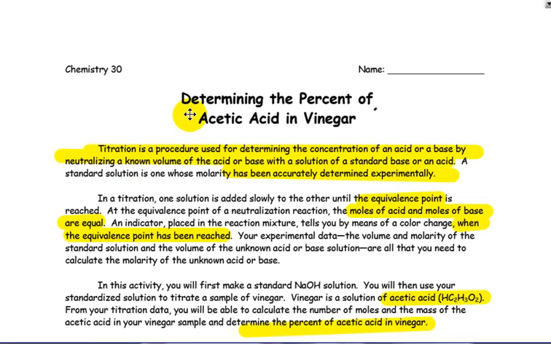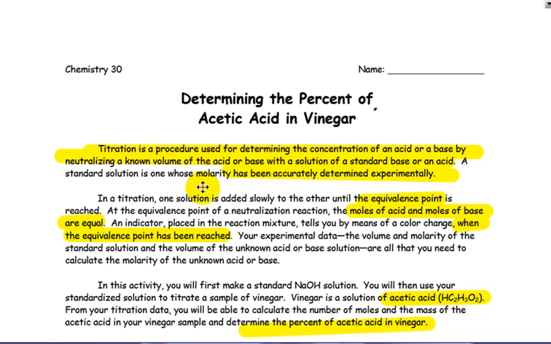So first of all, what you'll be doing here is a titration, and a titration is a procedure for determining the concentration of an acid or base by neutralizing a known volume of the acid or base with a solution of a standard base or acid. So we're figuring out what the concentration of an unknown acid or base is by adding the opposite, base or acid, that we do know the concentration of. And from doing the calculation that we did in the 19.4 booklet, we'll in fact be able to determine that.